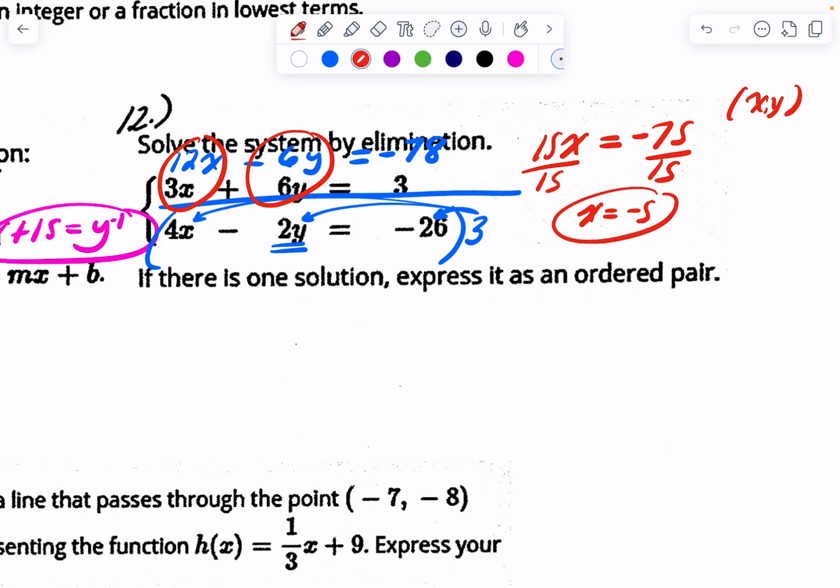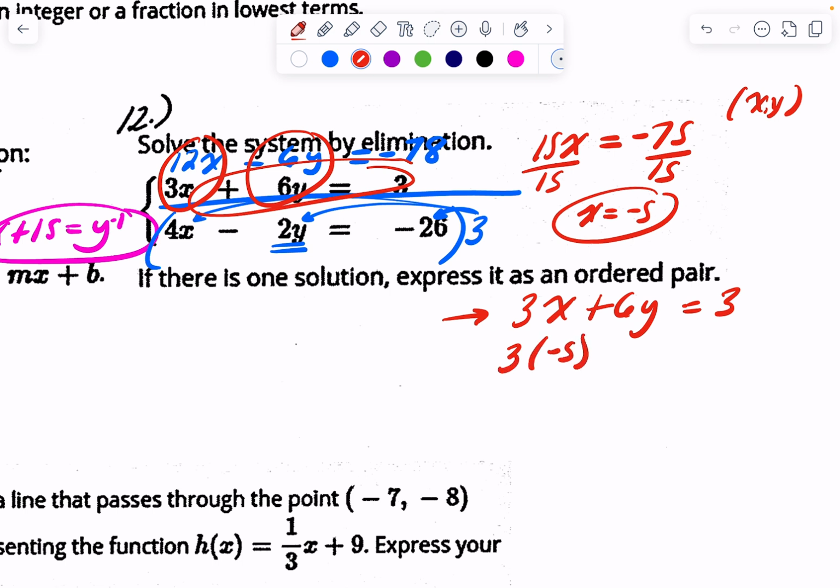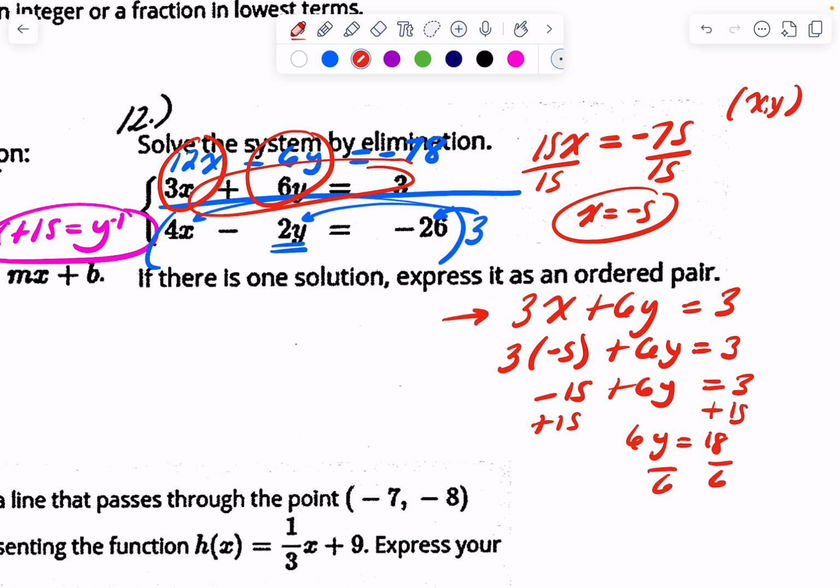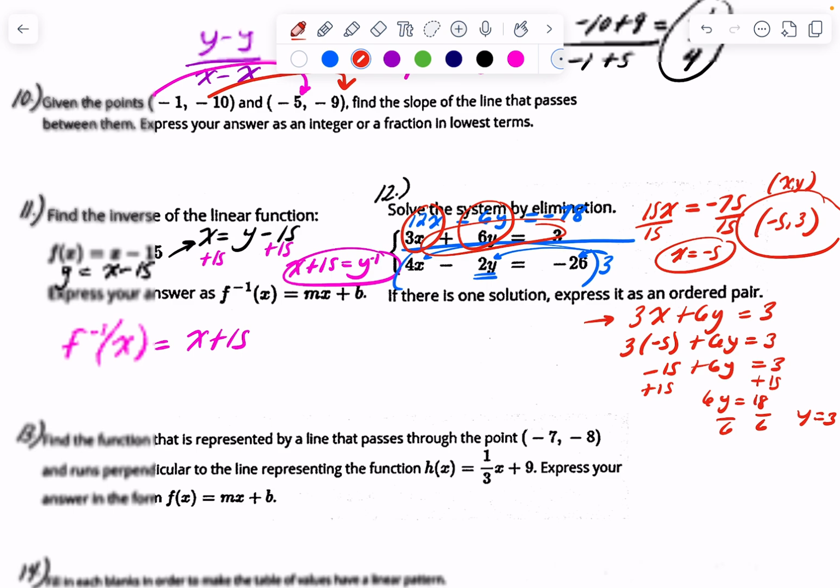You do that by plugging it into one of the originals. So 3x plus 6y equals 3. I'll just use this top equation. I'm going to rewrite it right here. So that would be 3 times negative 5, I'm plugging in negative 5 for x, plus 6y equals 3. Negative 15 plus 6y equals 3. We're then adding 15. 6y equals 18, divide by 6, y equals 3. So we would say negative 5, 3 is the intersection point, which is the solution.